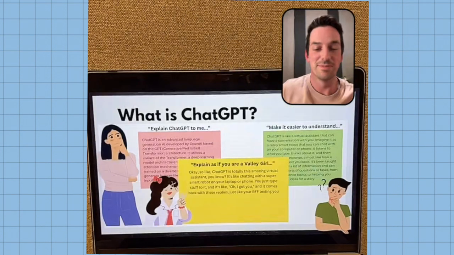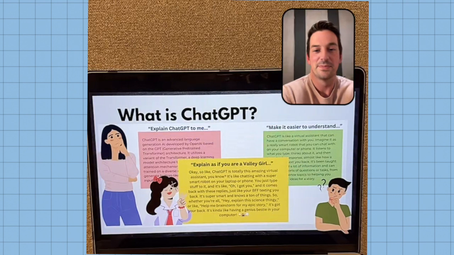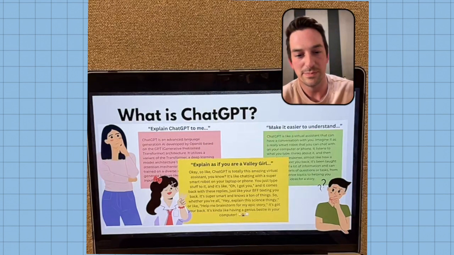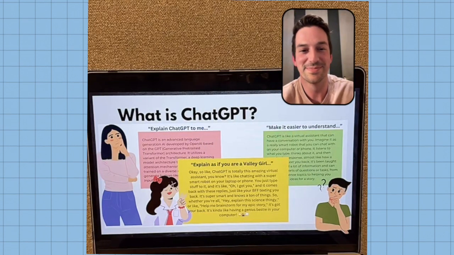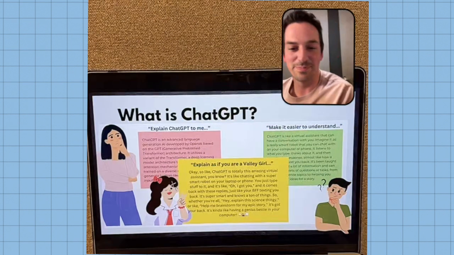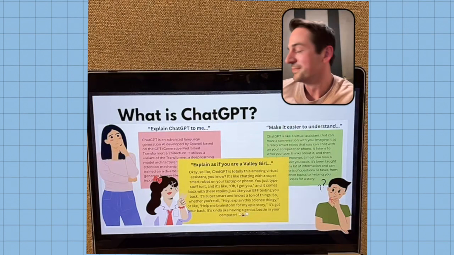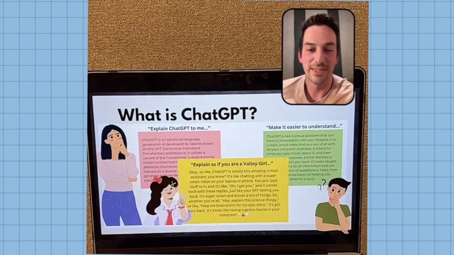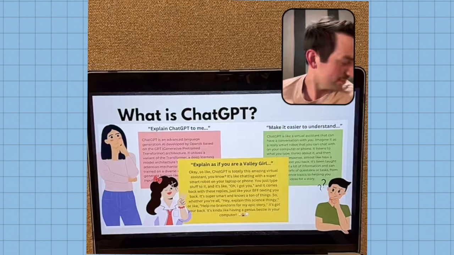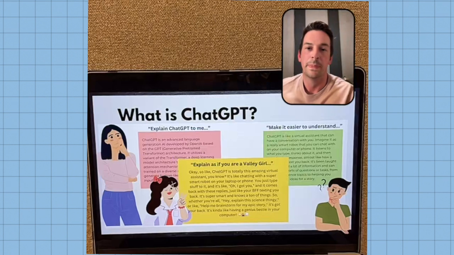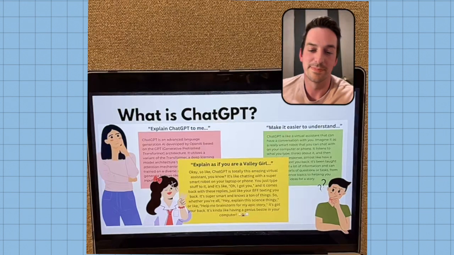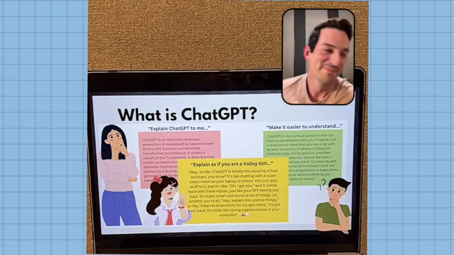Okay, so ChatGPT is totally this amazing virtual assistant. It's like chatting with a super smart robot on your laptop or phone. You just type stuff to it, and it's like, oh, I got you. And it comes back with these replies, just like your best friend's forever texting you back. It's super smart and knows a ton of things. So whether you're all, hey, explain this science thingy, or help me brainstorm for my epic story, it's got your back. It's kind of like having a genius bestie in your computer.